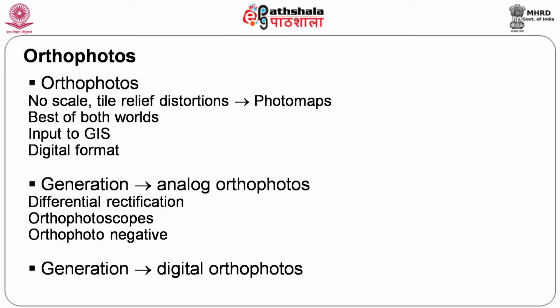So, in the case of generation of orthophotos, we go for analog orthophotos, wherein we are supposed to correct the errors. I told you the tilt, tip and toe, we call it differential rectification, and using orthophotoscopes we can make the corrections, then prepare the orthophoto negative and finally go for a digital or hard copy orthophoto. So, that is the process involved in orthophoto mapping.